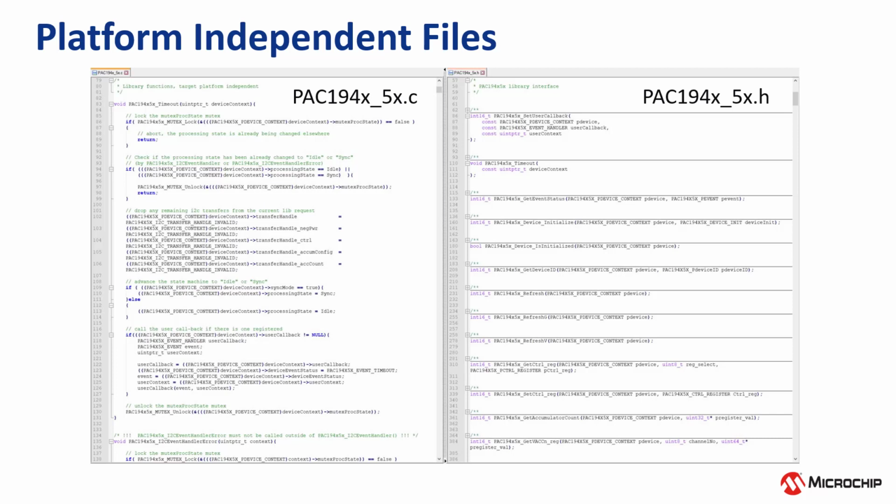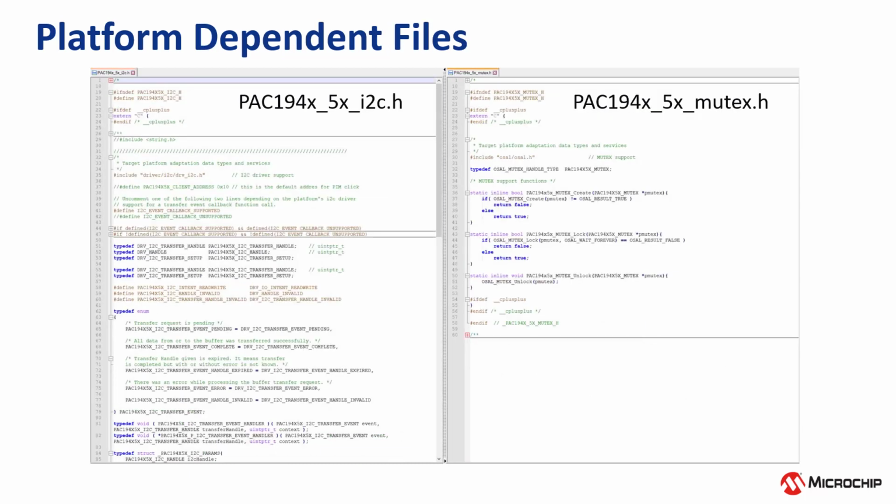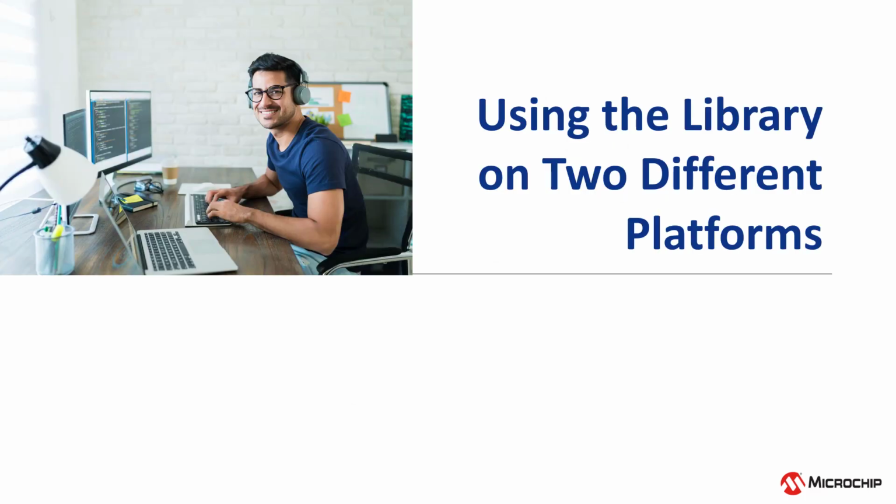These are the platform-independent files. In order to adapt the library to a specific platform, the user does not have to modify them. These are the platform-dependent files that contain the platform adaptation layer. The user can replace the communication and mutex functions inside the wrappers with his platform-specific functions.